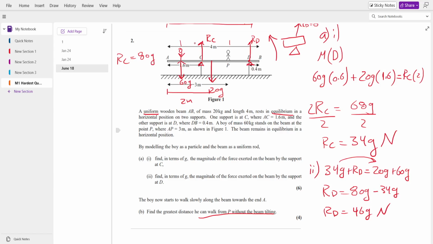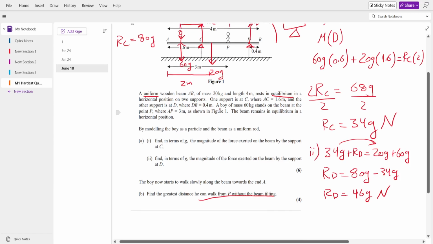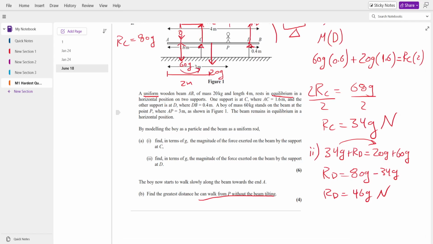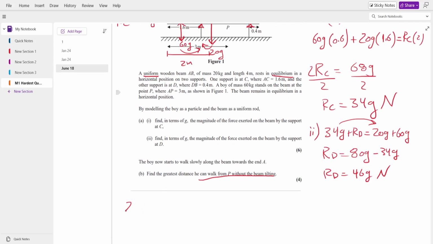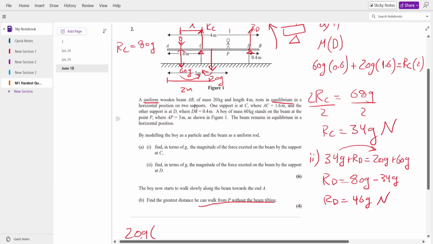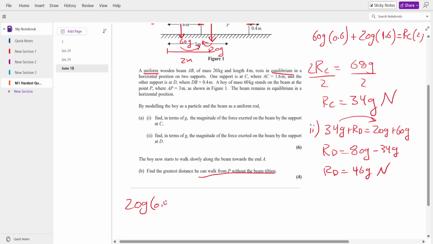However, I want to take moments at C to try and solve this question. So let's say, okay, moments at C. Let's name the distance between this boy and C. Let's name it a distance X. So now we will have two forces acting in different directions. The boy is going to exert a moment in this direction, and the 20G, which is the weight of the beam, is going to exert a moment in the opposite direction. So first of all, let's start with the 20G. So it's going to be 20G, and the distance to C is going to be 2 meters, which is the distance from A to the midpoint, minus 1.6, so it's 0.4.